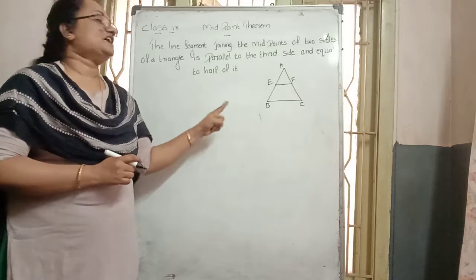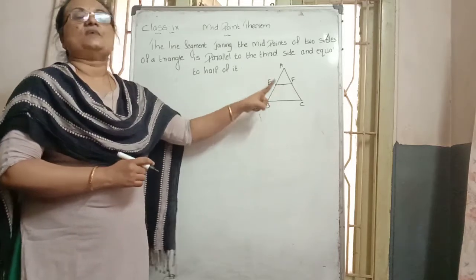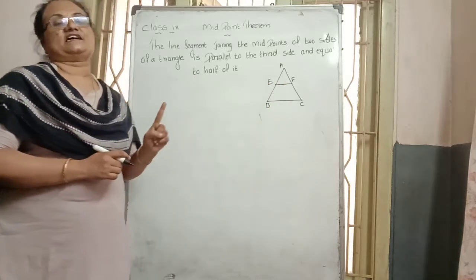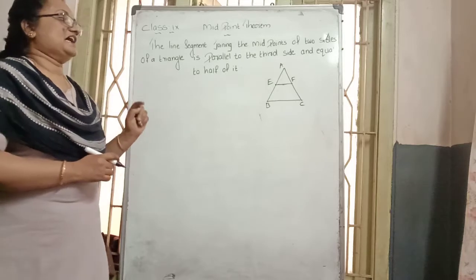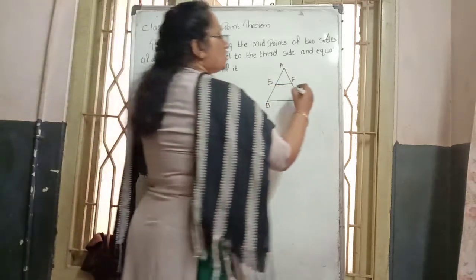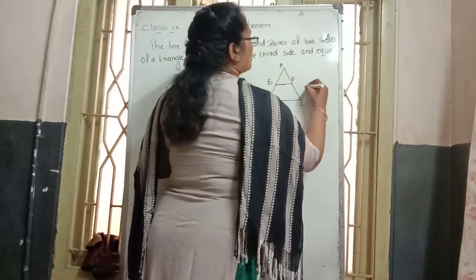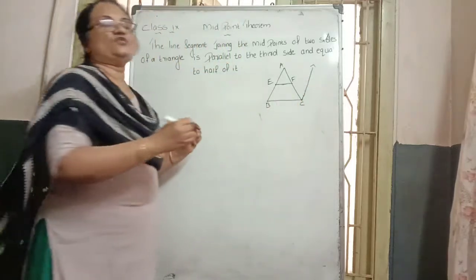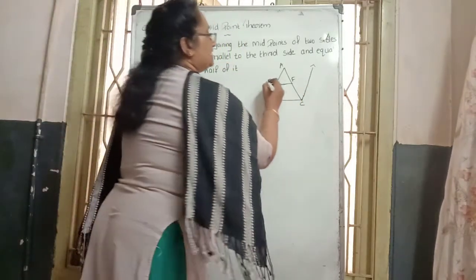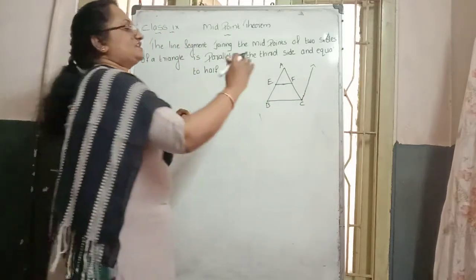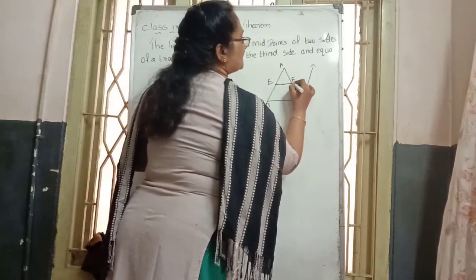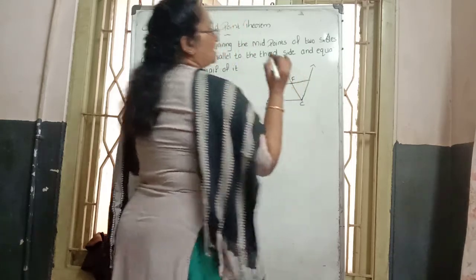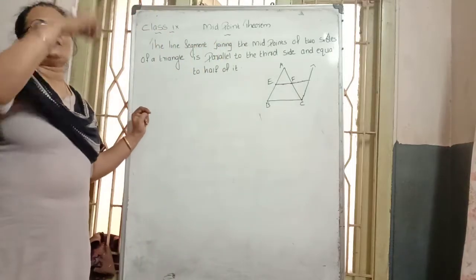We want to prove that this EF line is parallel to the BC side and EF is half of the BC side. For that, an extra construction is needed. What construction do we do? Draw a line through the C vertex, and the EF line is extended outside, touching the line through C.